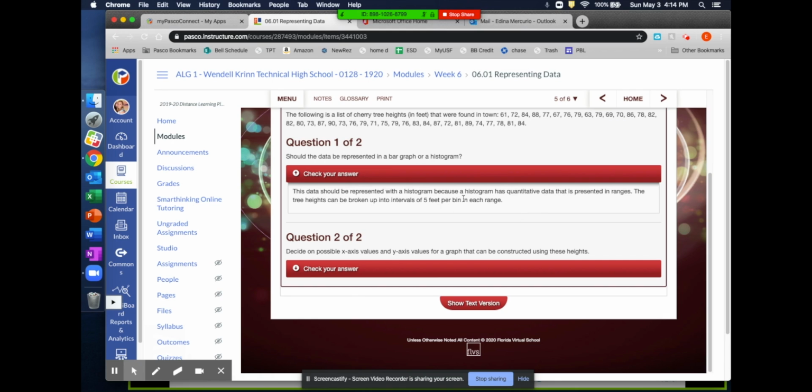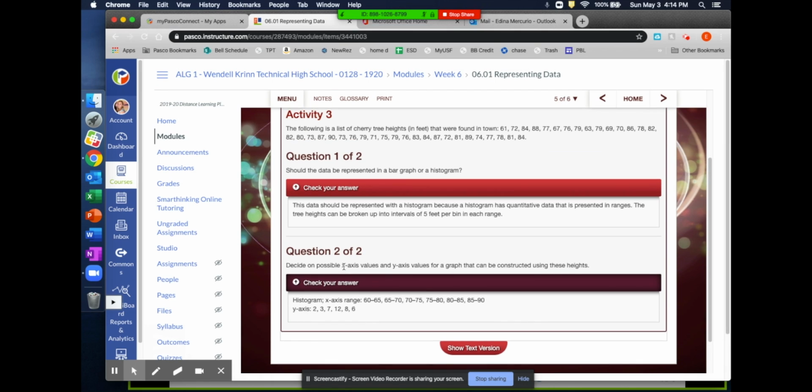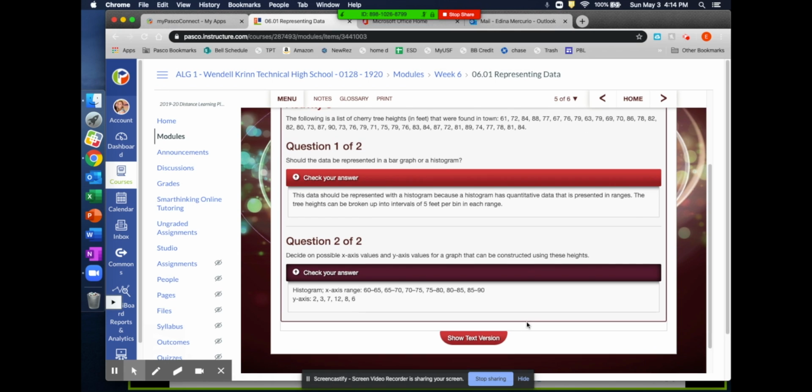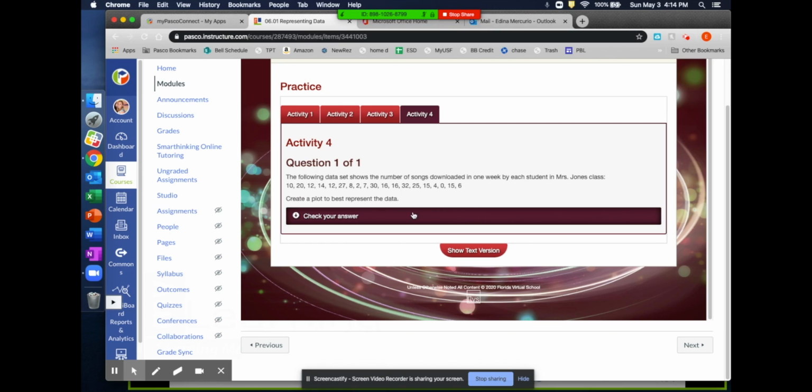I'm not going to draw it out. We're just going to see what they say here for question number 2. For the x and the y-axis, exactly like what I was saying, but they're actually going from 65 to 70, then 70 to 75, because you can actually have decimals for this if you wanted to. And then for how many are in each bucket, they actually counted it out. They had 2 in the range from 60 to 65, 3 from 65 to 70, and then 7, 12, and so on. Activity number 4, the following data shows the number of songs downloaded.